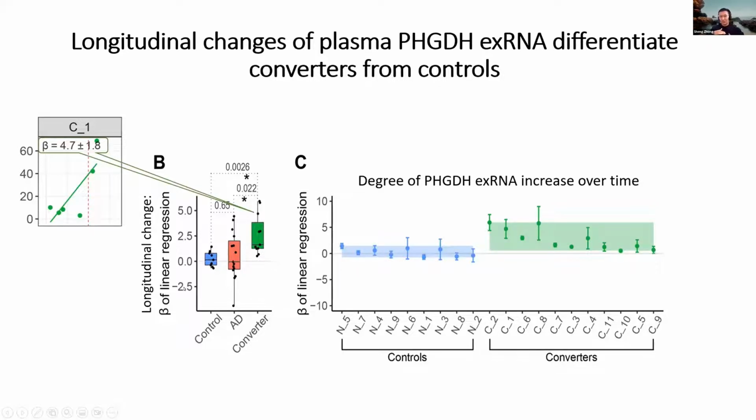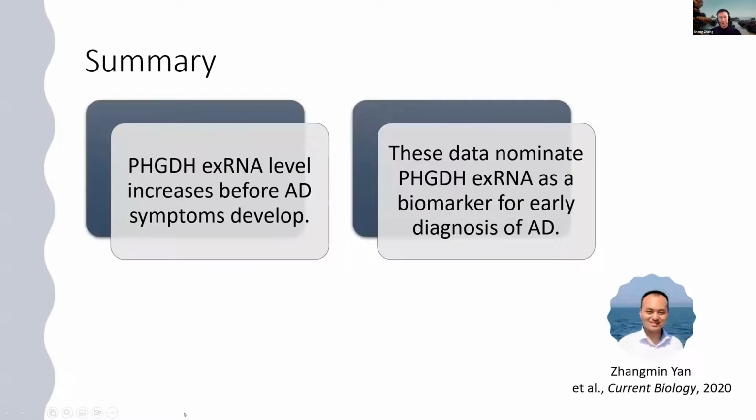So in controls, the slopes are almost near 0. Most of them are near 0, meaning that while these people are old and become older, as long as they do not develop into Alzheimer's pathology, the PHGDH level in their blood seems stable. However, if they convert into AD, there is usually a spike of increase of their PHGDH level in their blood.